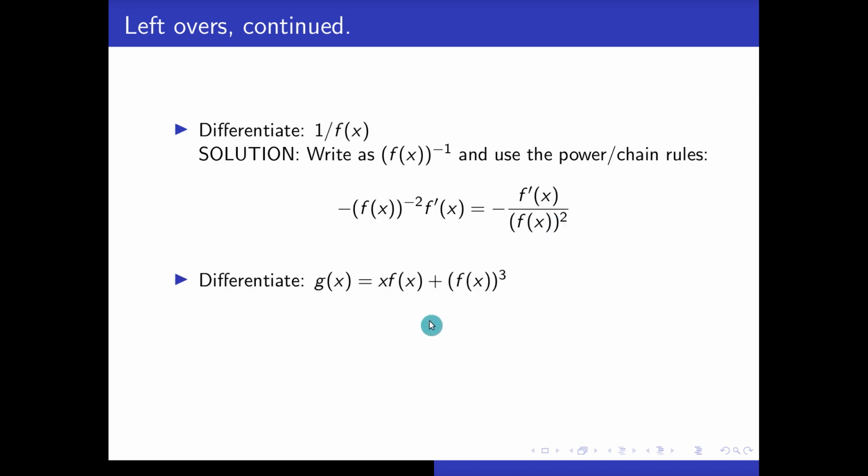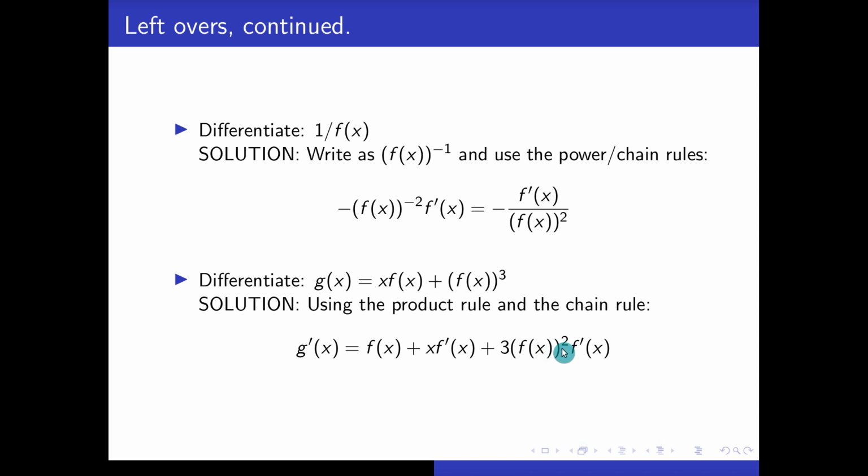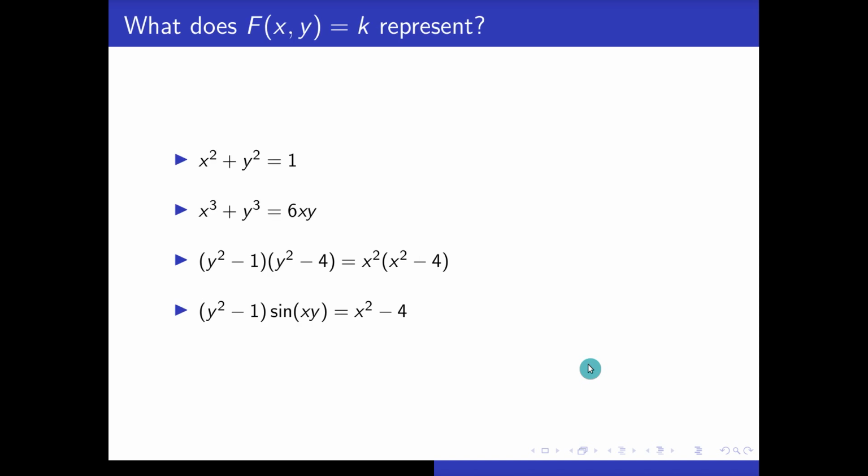All right, so how would we differentiate g of x equals x times f of x plus f of x cubed? Well, this first part, we see x times f of x, that's going to be a product rule. And so that'll be the derivative of x is 1 times f of x plus x times f prime of x. The second part is going to be a composition. So f of x is the inside function, so we differentiate the outside function first. And so we end up with 3 times f of x squared, right, times f prime of x for the chain rule. Good.